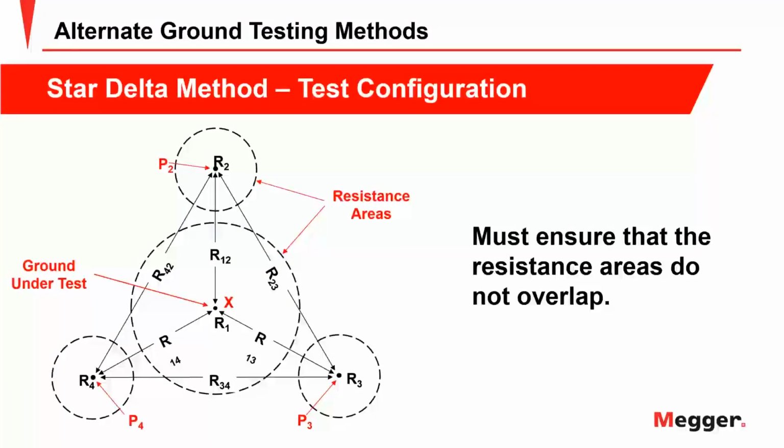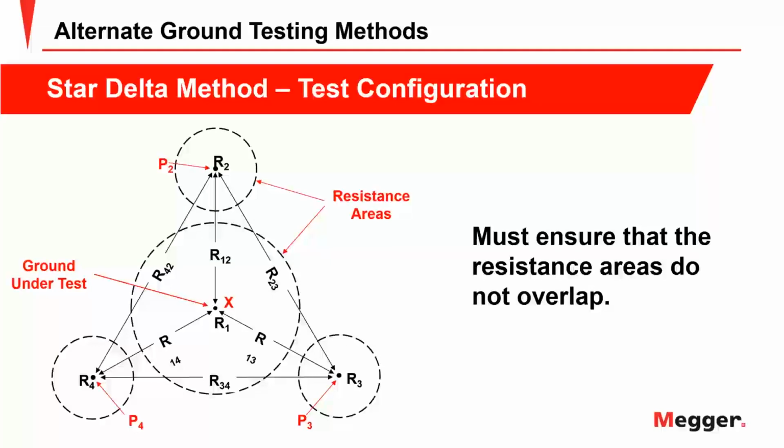Now, what happens if your resistance areas overlap? Well, the bad side of that is, of course, that it's going to invalidate your test. But the good side of it is that the mathematics are going to throw out a bad test result. The mathematics won't work. And so at least you won't end up with a bad result and not know it.